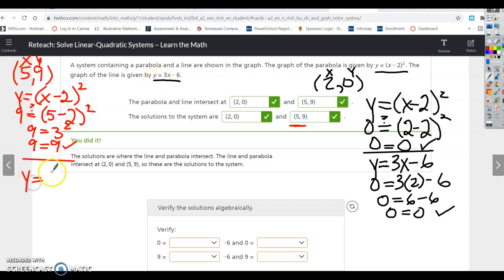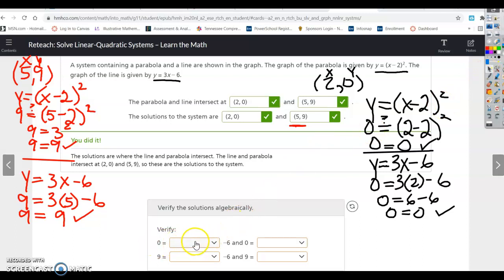Now check the second equation, y equals 3x minus 6. We're going to plug in 9 for y and 5 for x. Does 15 minus 6 equal 9? It does. So that is correct as well. A system of equations is two or more equations, and their solutions come from the intersection points. And again, we just verified that algebraically.